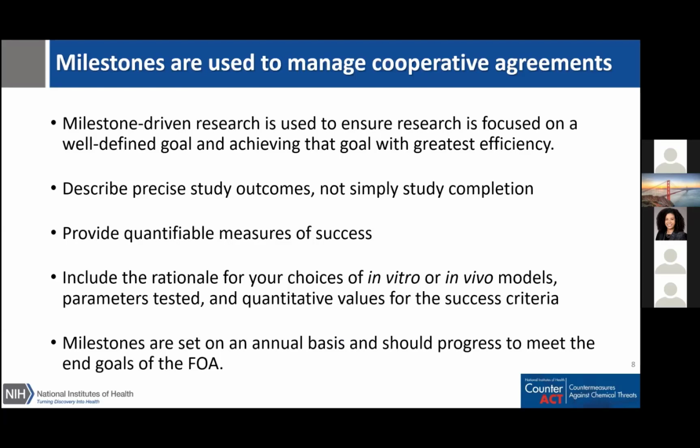Milestones or goals describe precise study outcomes, not simply study completion, such as testing 100 compounds. Milestones should provide quantifiable measures of success. A brief rationale should be included for the milestone to justify the parameters tested, assays or models used, and the quantitative values for the success criteria. Milestones are set on an annual basis and should progress each year to meet the end goals of the FOA by the end of the project period.